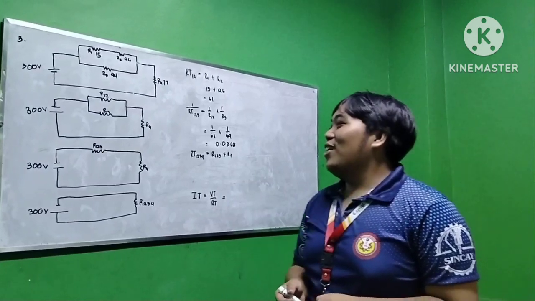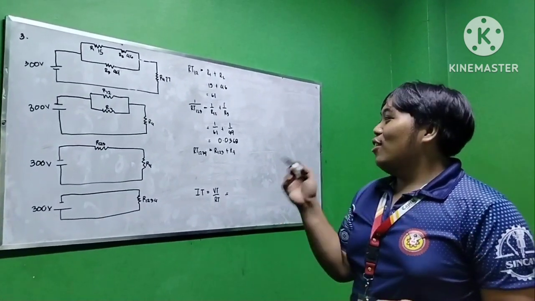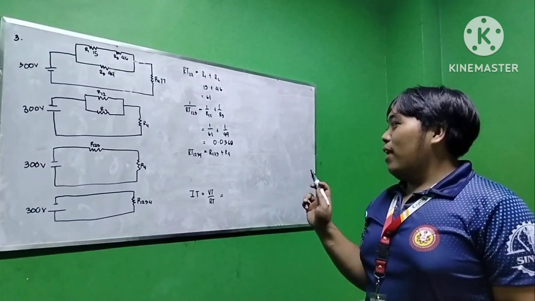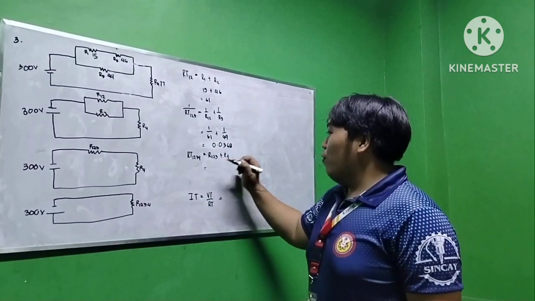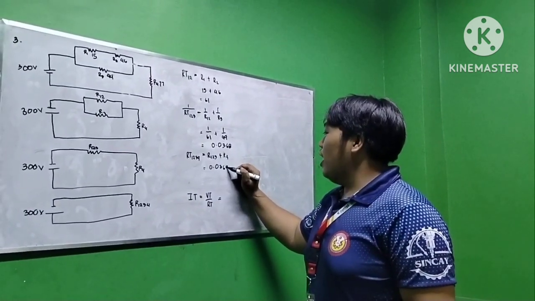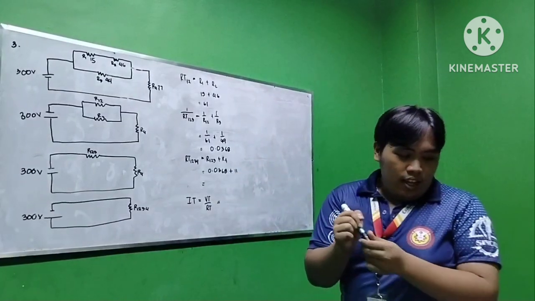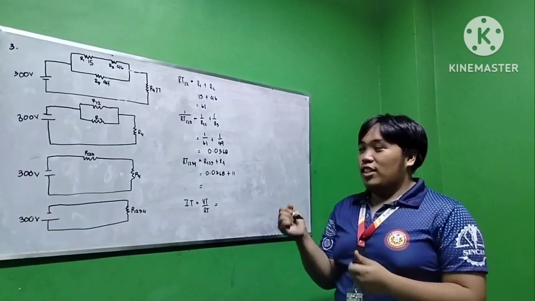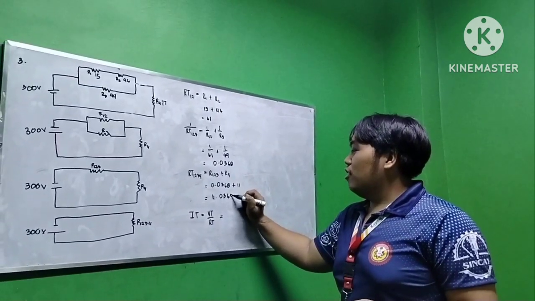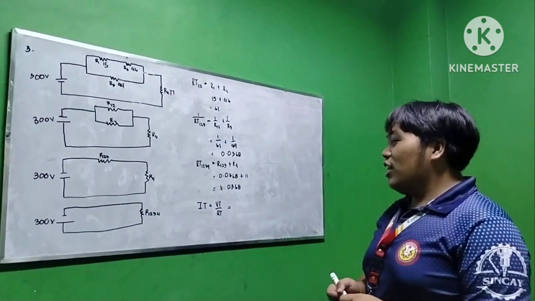For step C, we have here a series circuit, so we are going to use the series formula. R total of 1, 2, 3, 4 equals R1, 2, 3 plus R4. The total of R1, 2, 3 is 0.0268 plus 11, which equals 11.0268.